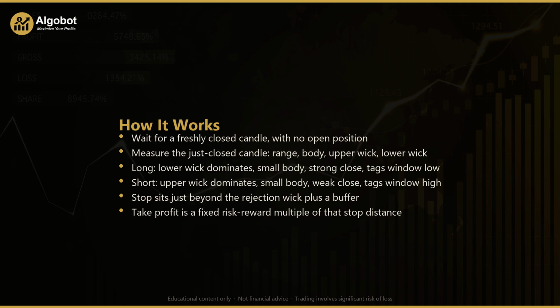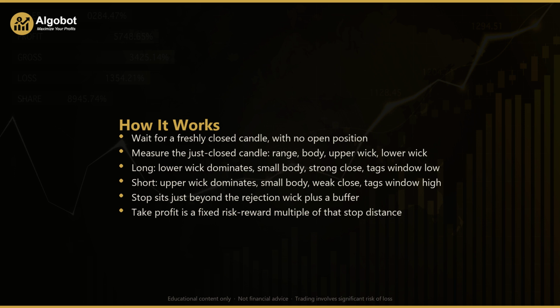Let's walk through the exact logic, step by step. The strategy works on closed candles, so it acts only once per freshly completed bar, and only when there is no position already open. This keeps it patient and avoids stacking trades. When a new bar opens, the strategy examines the candle that just closed. It measures 4 things from raw price: the total range from high to low, the body, the upper wick, and the lower wick. First, it checks that the body is small, no larger than the body ratio multiplied by the range. A small body means indecision, which is exactly what we want in a rejection candle.